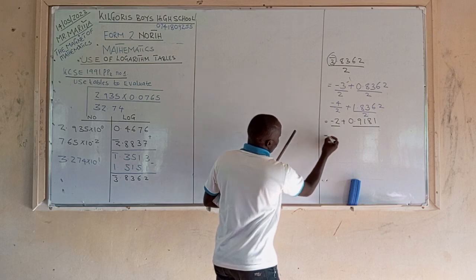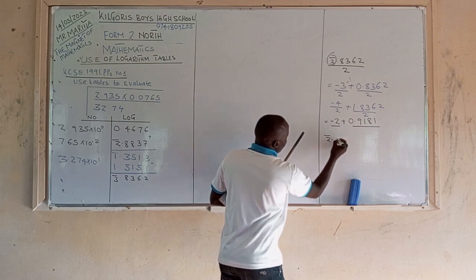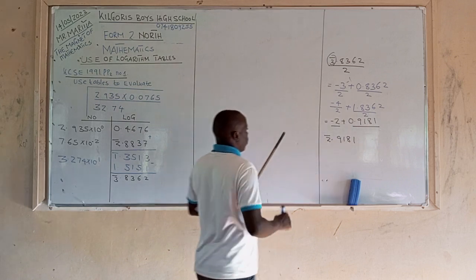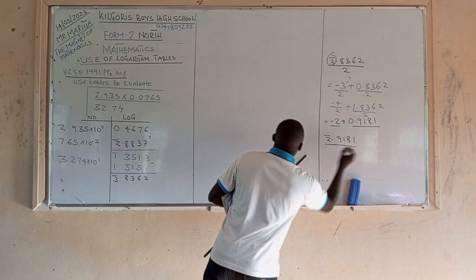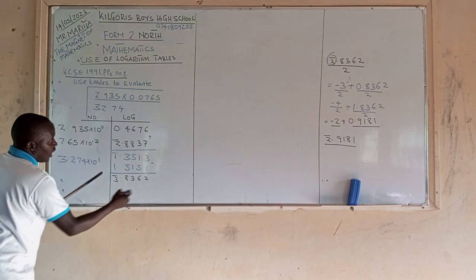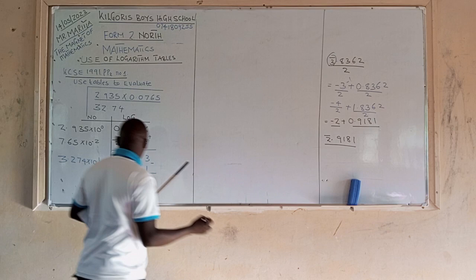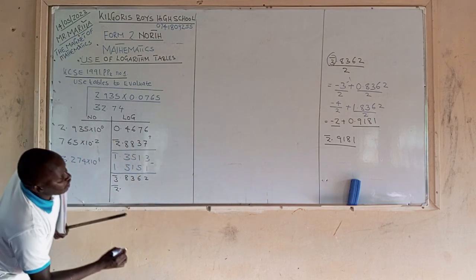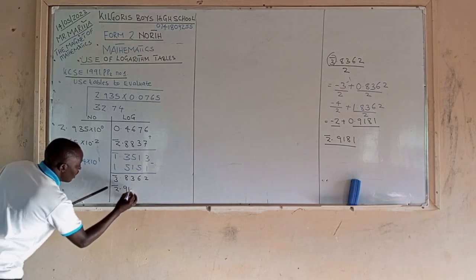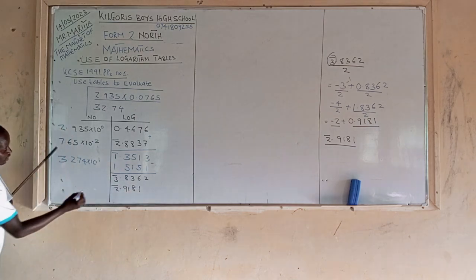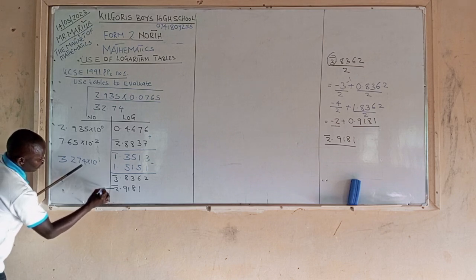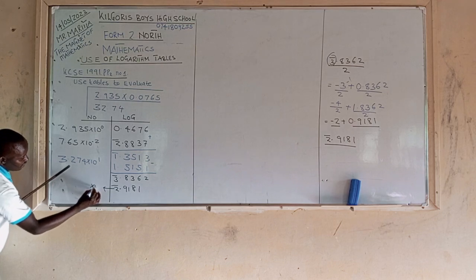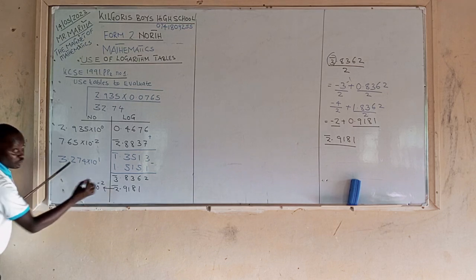So if we combine this one, we have bar 2.9181. So that is the operation we can perform from here. After working out this one, you have bar 2.9181. At this point now, you can carry out the antilog. So the antilog of this one, we can have this one as times 10 raised to negative 2.